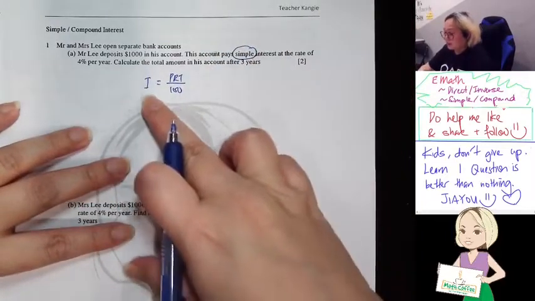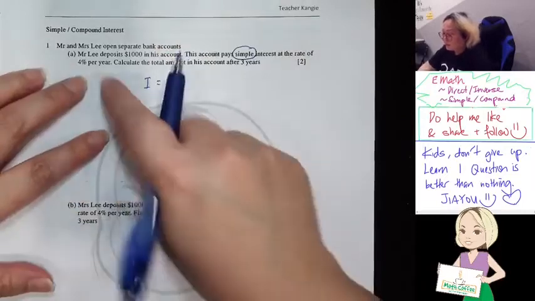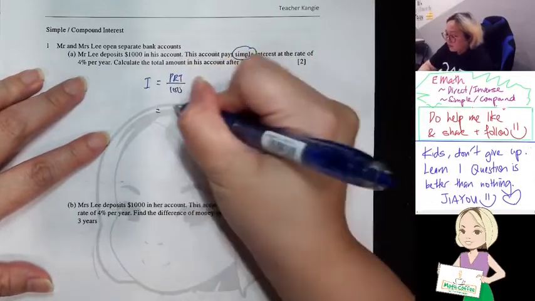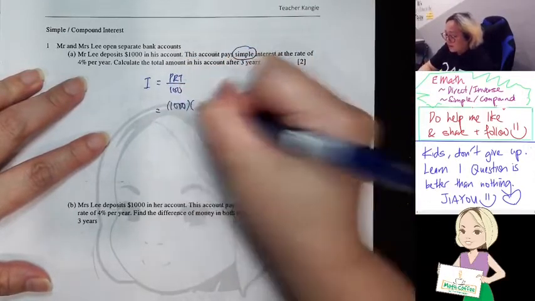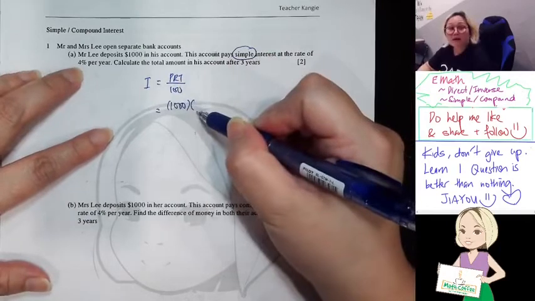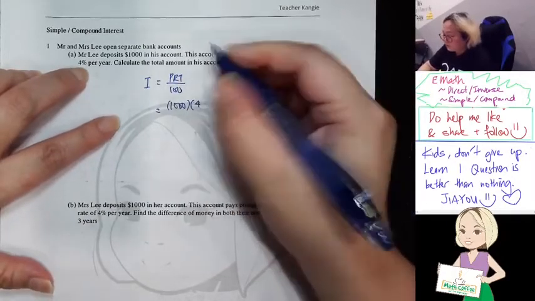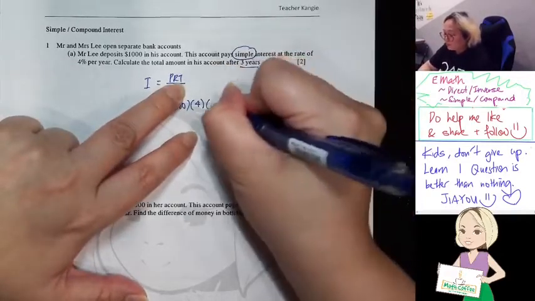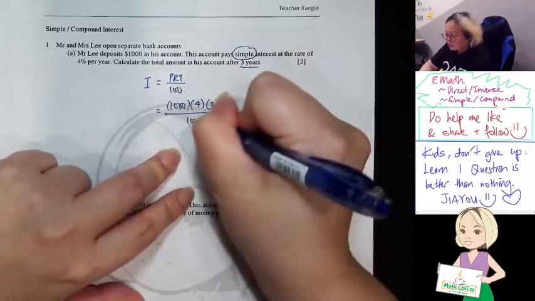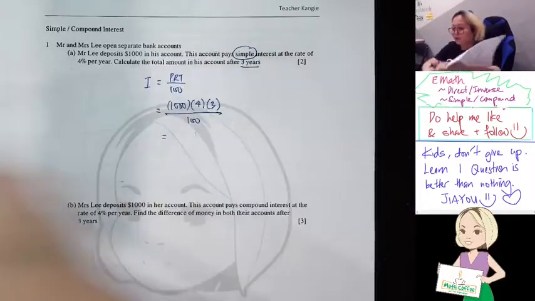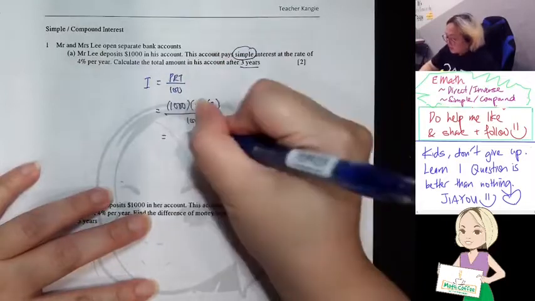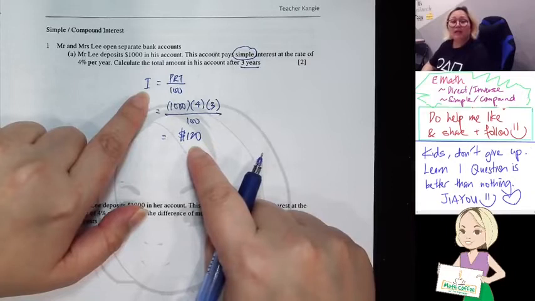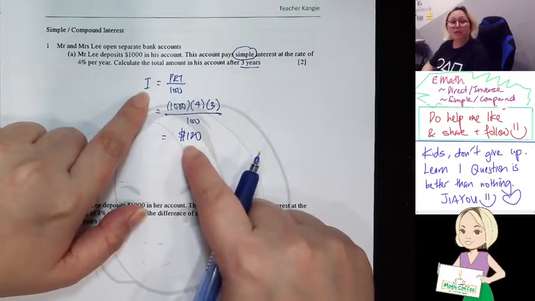Now I have my formula, and I'm going to plug in whatever I have. Deposit of 1,000 is the principal amount, the original amount, so my P is 1,000. My R is the rate per annum, so it's 4%. Just write 4 is enough. T will be the number of years, and they mentioned 3 years, so my T will be 3, over 100. When you key into the calculator, you will get 120. So I represents $120. That's the interest. The interest is $120.